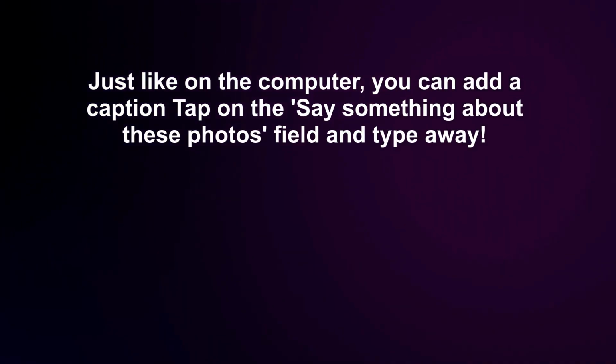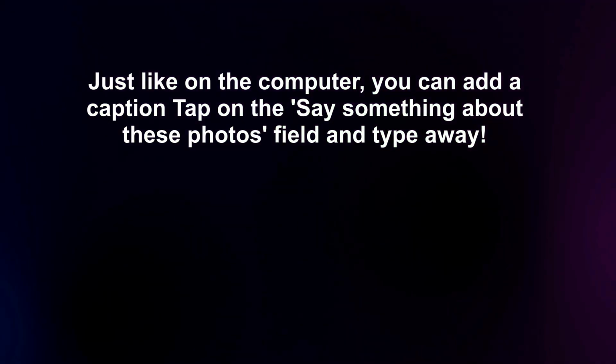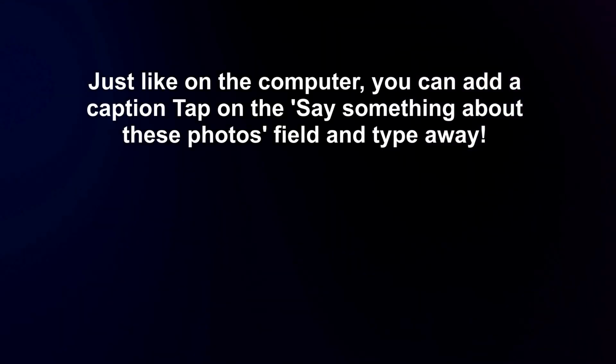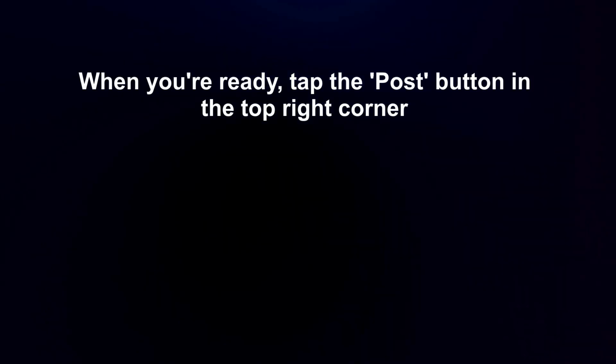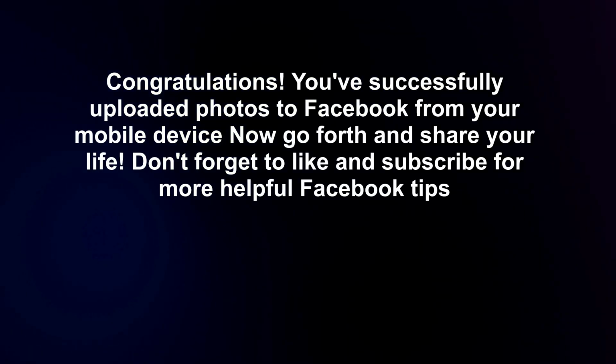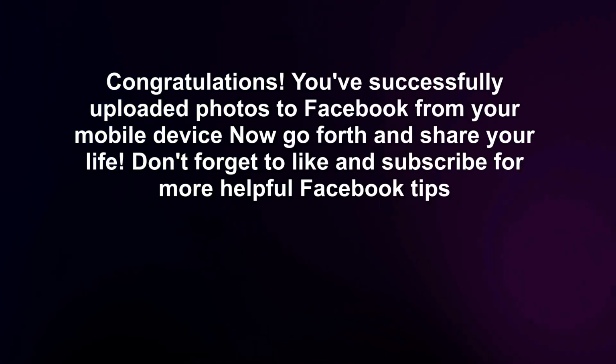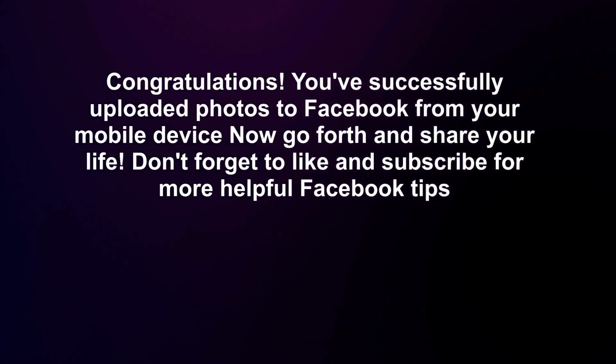Just like on the computer, you can add a caption. Tap on the "Say Something About These Photos" field and type away. When you're ready, tap the Post button in the top right corner. Congratulations! You've successfully uploaded photos to Facebook from your mobile device.